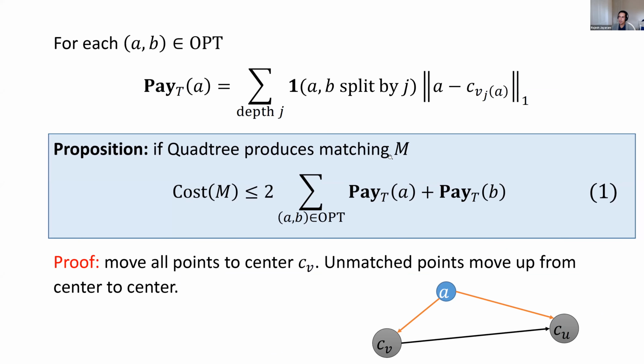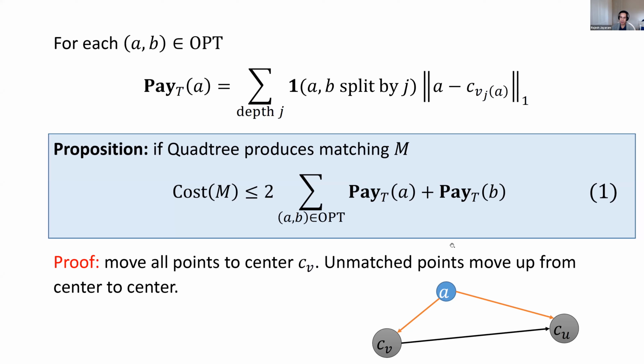And so the way you show that this is enough to cover it is you take all the points at the bottom of the tree and you move them to their center of mass. And then you keep moving them from center of mass to center of mass along the tree. And whenever points can be matched up, they can be matched up in the center of mass. And by triangle inequality, the sum of these distances bounds the cost to move them together.